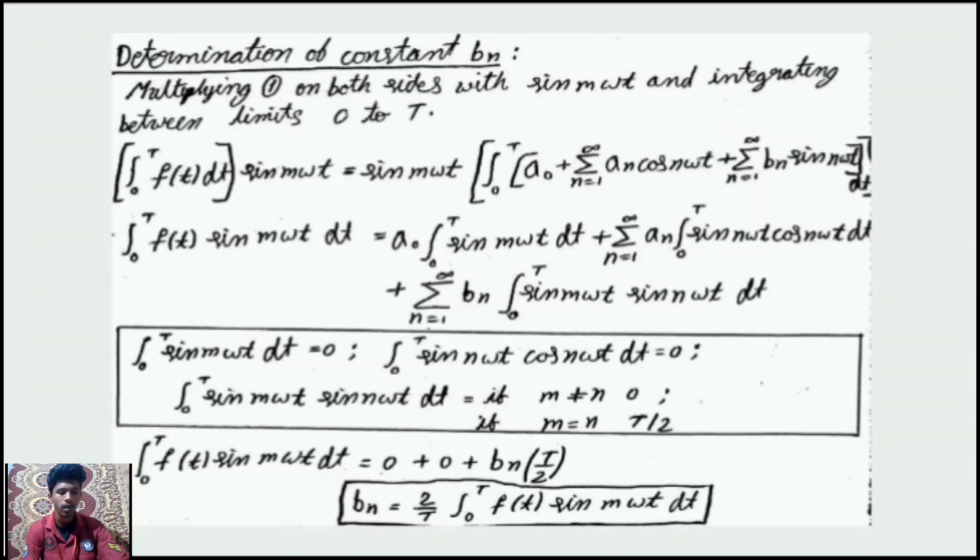And integral of 0 to T sin n omega t cos m omega t dt equals 0, and the integral of 0 to T sin m omega t sin n omega t dt becomes 0 when m is not equal to n, and it becomes T by 2 when m equals n. So the above equation becomes integral of 0 to T f of t sin m omega t dt equals bn into T by 2. So from this equation we can write the bn value. The bn value equals 2 by T integral of 0 to T f of t sin m omega t dt. So this is the process to determine the Fourier coefficients a naught, an, bn.